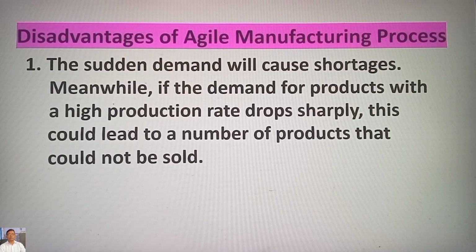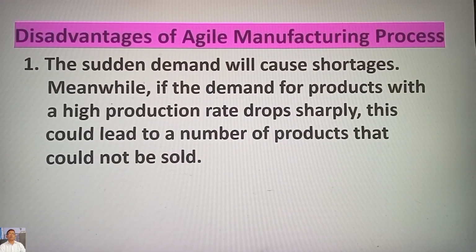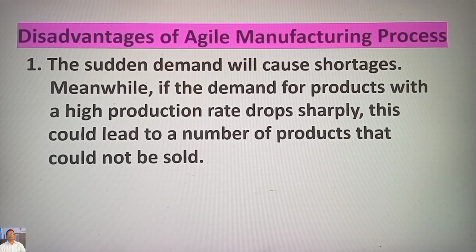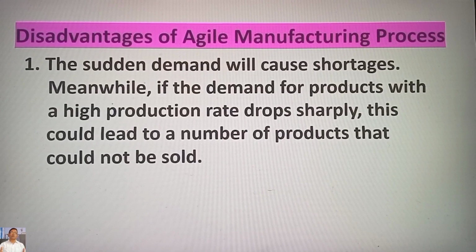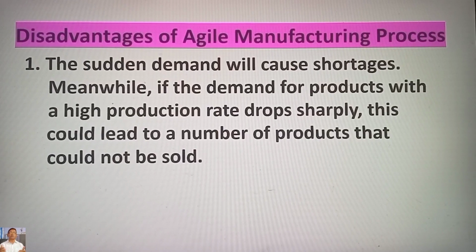Disadvantages of agile manufacturing process. First, the sudden demand will cause shortages. Meanwhile, if the demand for the products with a high production rate drops sharply, this could lead to a number of products that could not be sold.